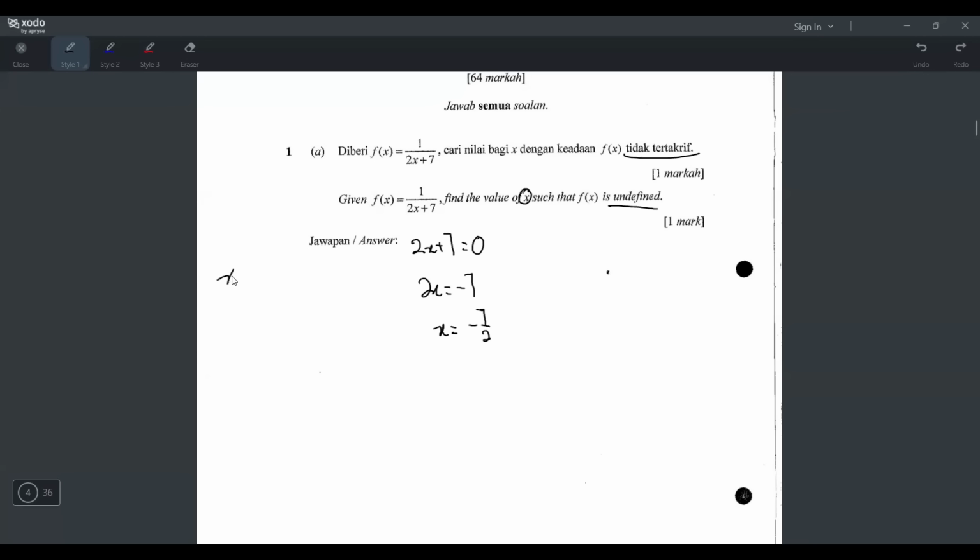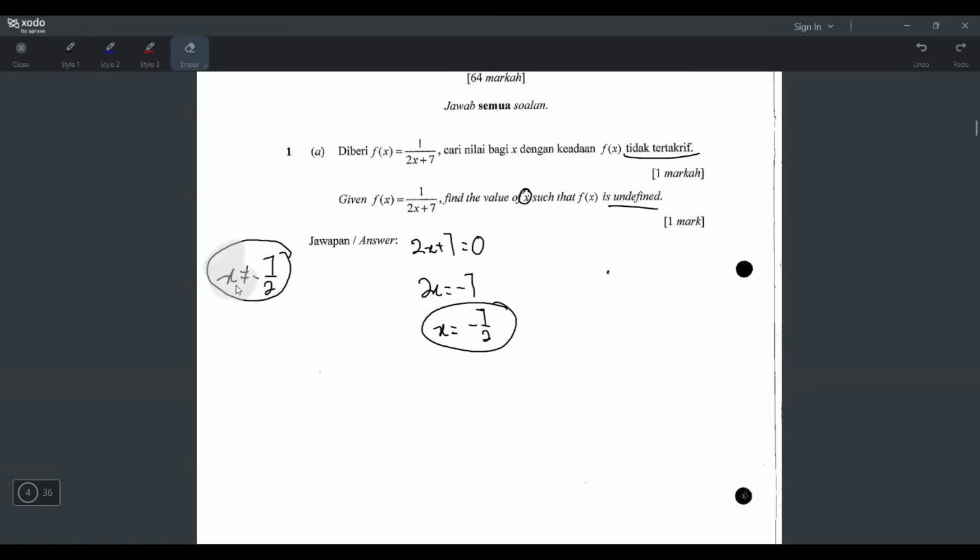Okay, some students might go and write like this. It's wrong to write like this, because if you write like this, you are saying that x cannot equal to -7/2, which is true, because when x is -7/2, then it becomes math error, right? But the soalan asks you to find x such that f(x) is undefined. It means they want you to tell them the x value that makes this function undefined. So you cannot write not equals, you have to write equals. In other words, -7/2 is the x value that's going to make this function undefined. So don't put not equals, don't.